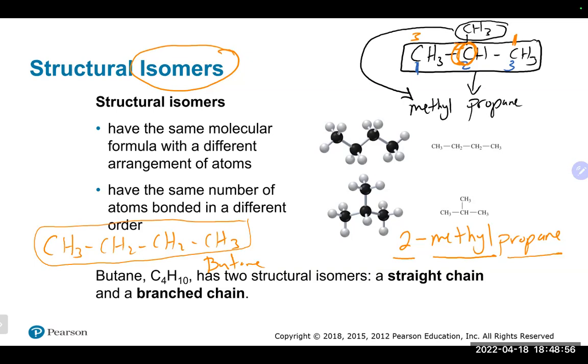Longest continuous carbon chain. That's always where you want to start. Again, it might not always be the straightest. You could go up and over. The only thing you can't do is backtrack. So if you go one way, you've got to go until you hit a dead end. You just can't go back and keep counting.